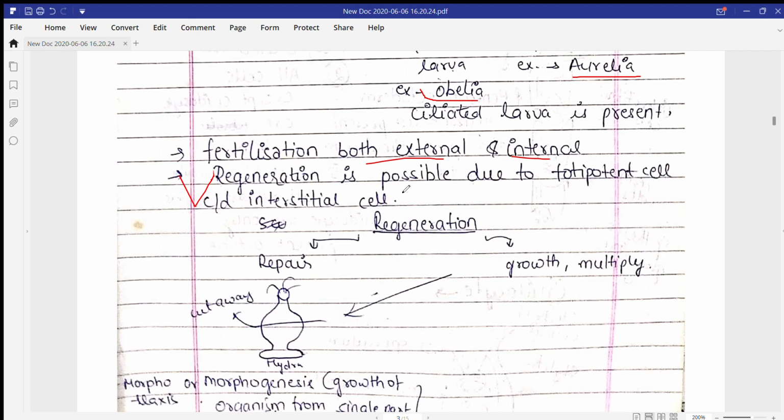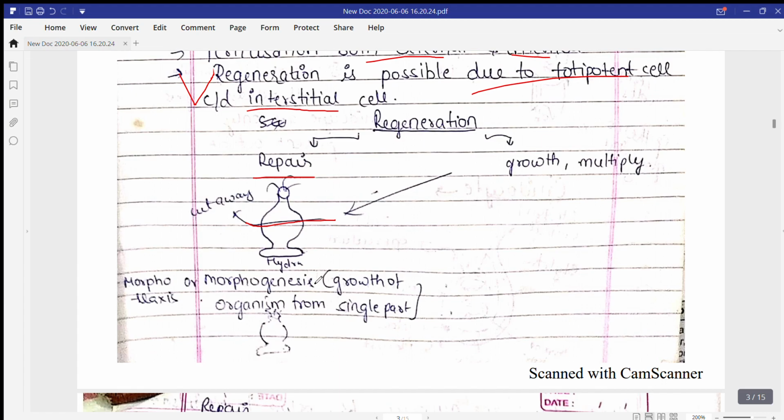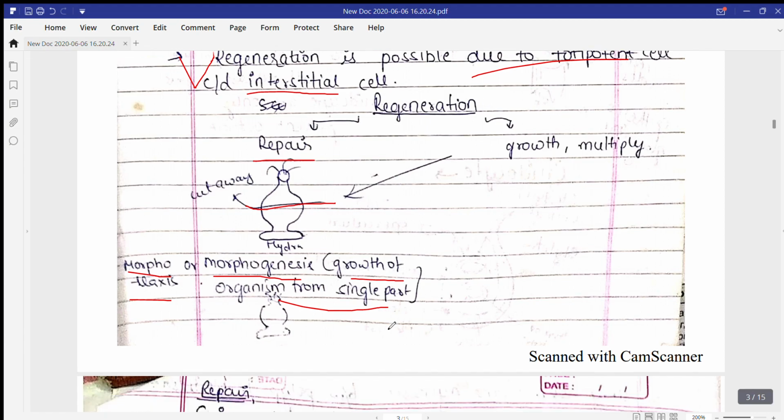Regeneration is basically possible due to totipotent cells, that is, interstitial cells. I already told you what regeneration is and how it occurs. If you cut this organism, it has the ability to form itself again. So this is also called repairing. Now there is one more term, that is morphallaxis or morphogenesis, which means the growth of an organism from a single part.